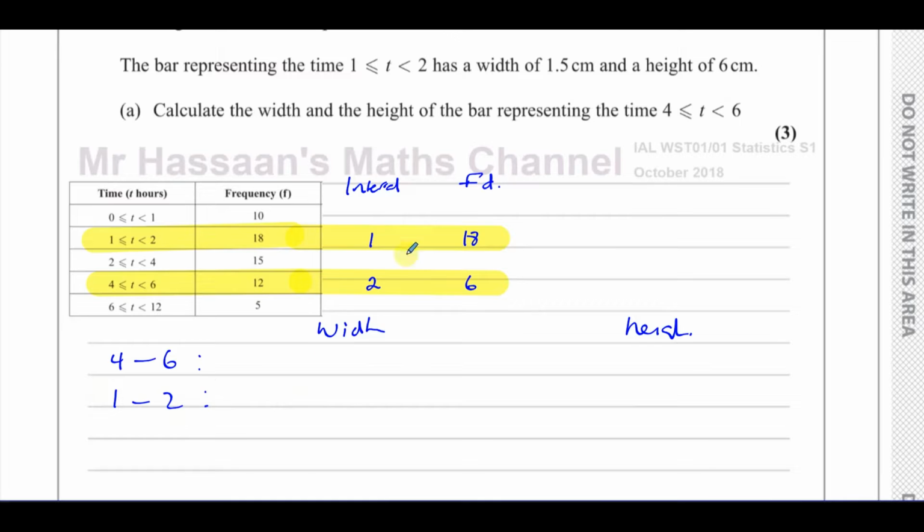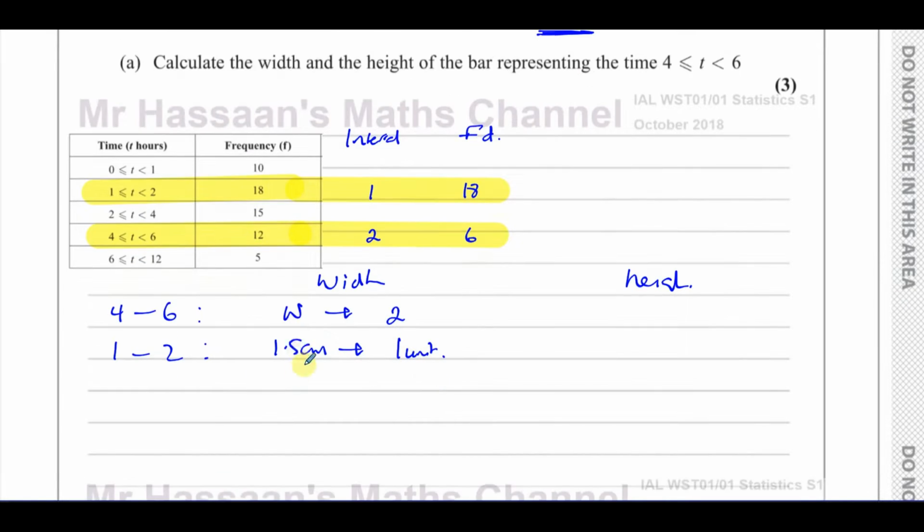What I know for the 1 to 2 bar is that they've told us that 1.5 centimeters represents an interval of 1 unit. We want to know how many centimeters, I'll call it W, W centimeters is going to represent the interval of 2 units. The 4 to 6 bar is 2 units wide. That's pretty simple. We just cross multiply. So W is equal to 1.5 times 2 over 1. That's 3 centimeters, simple proportion. So we know the width is 3 centimeters.